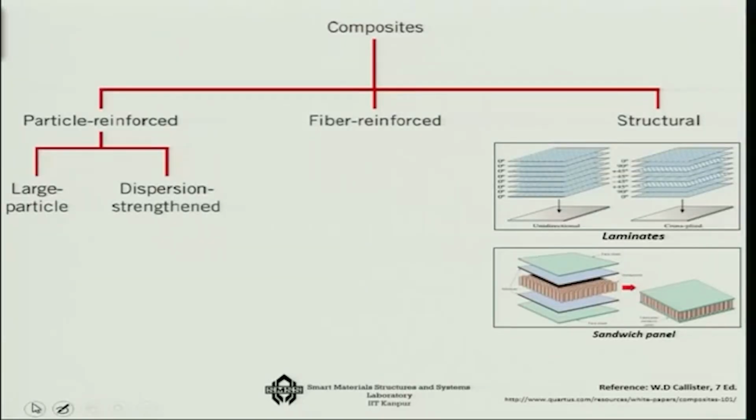So let us divide the composites then into three parts. One part is the particle reinforced part, and this particle reinforcement could be large particle, something like concrete, or could be dispersion strengthened, something like nano composites, where the particles are so small that you need special measures to actually disperse them inside the matrix, and you get wonderful results out of it. The other type of composites are fiber reinforced composites. Various fibers, you put them in a matrix to obtain a composite.